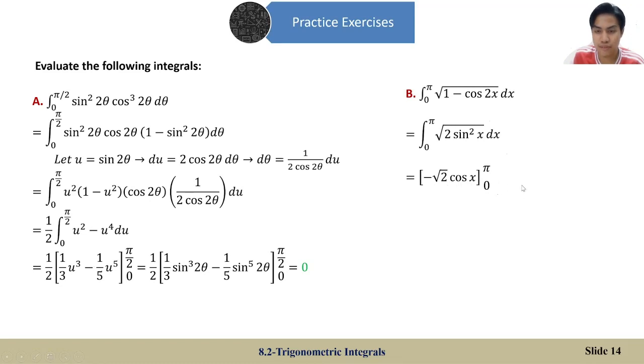And since this is a definite integral, we have to plug the values in. So cosine of pi is equal to minus 1 and cosine of 0 is equal to 1. We get square root of 2 plus square root of 2, and we will get the answer, which is 2 square root of 2.